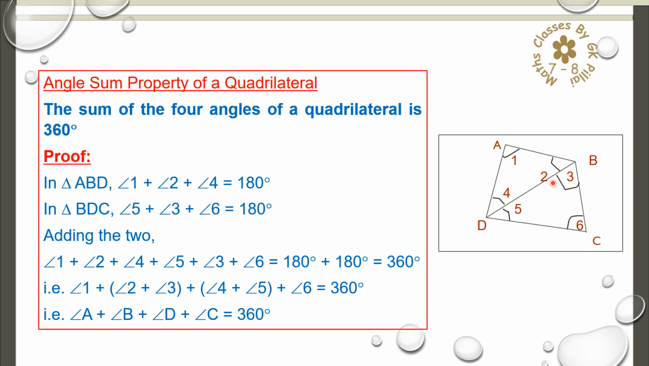Now let us group 2 and 3 together and 4 and 5 together and put it in brackets. Here you will find angle 2 plus 3 and 4 plus 5. Why are we doing so? Because 2 plus 3 happens to be angle B and 4 plus 5 happens to be angle D. So you get the final answer A plus B plus C plus D equal to 360 degrees. This is a very important proof.